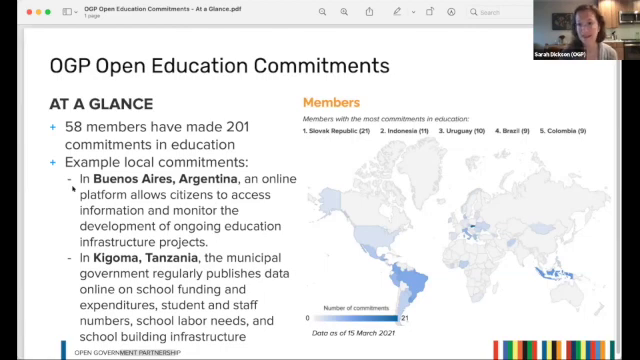These are two examples that are a bit different than what will be covered in the presentation today. But I wanted to highlight these because, like a lot of our themes, they're very cross-cutting, and commitments don't always just fit into one bucket of themes.